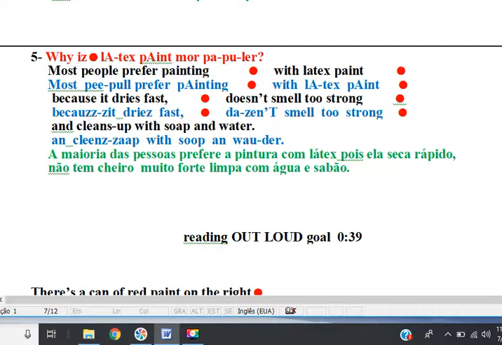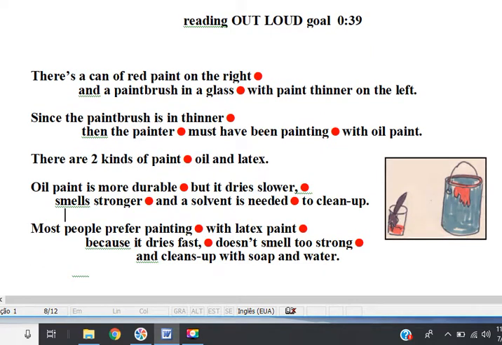Why is latex paint more popular? Well, most people prefer painting with latex paint because it dries fast, doesn't smell too strong, and cleans up with soap and water.